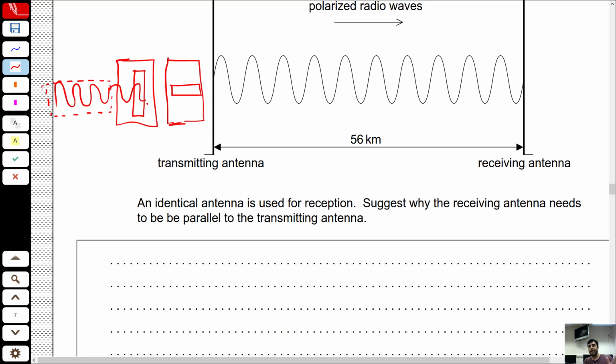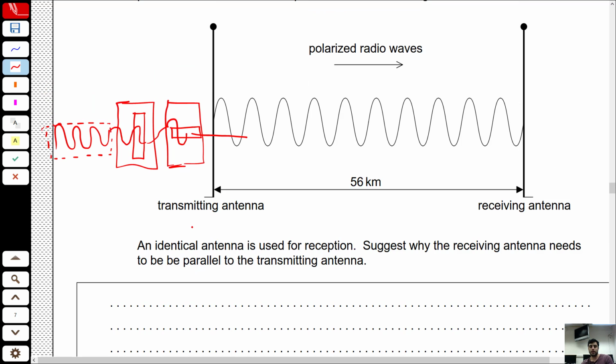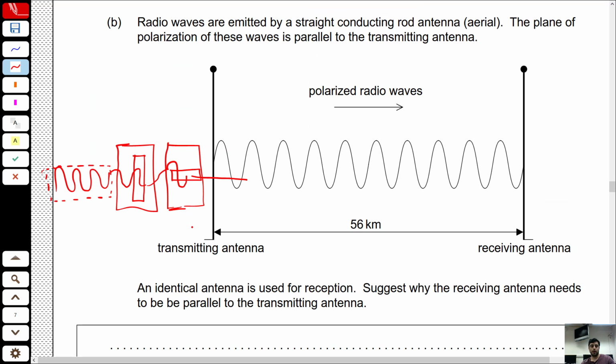So maximum intensity can be received. But if it's perpendicular, then you can see it will be blocked. So that is the reason the receiving antenna needs to be parallel in order to absorb maximum intensity of the incoming light, or incoming radio wave, electromagnetic wave.